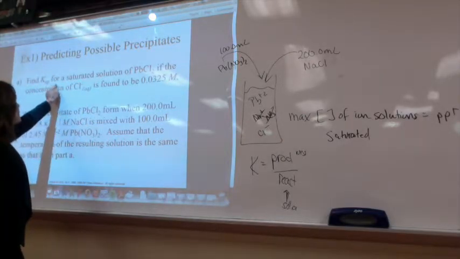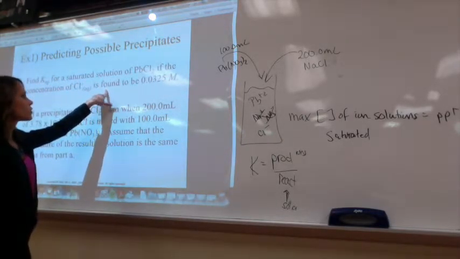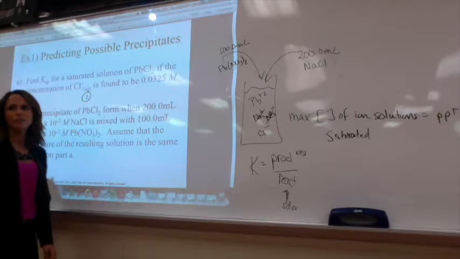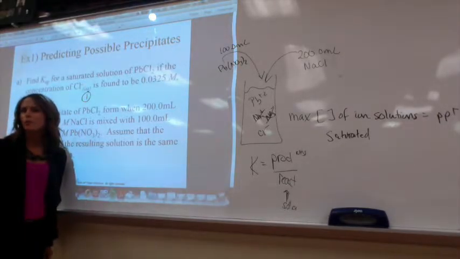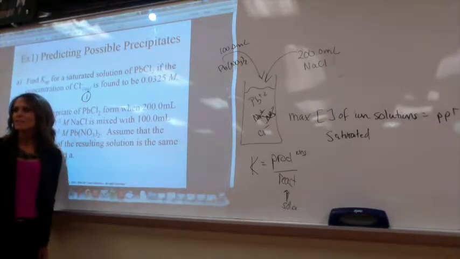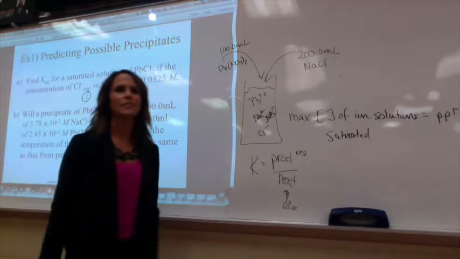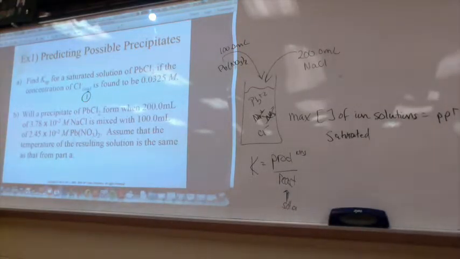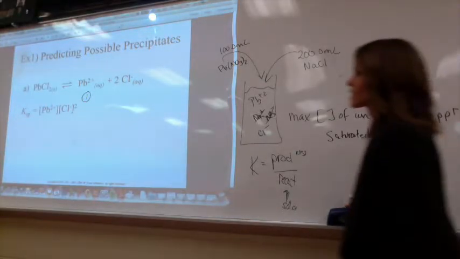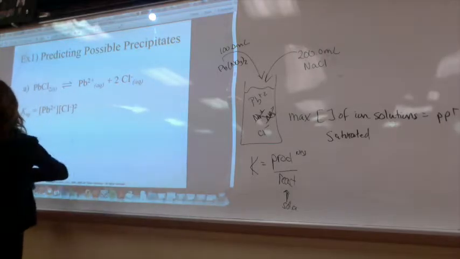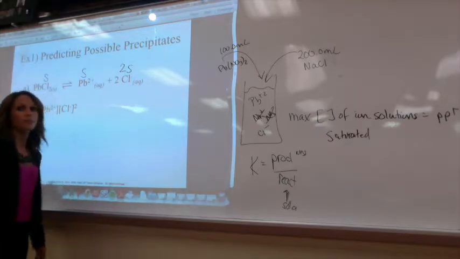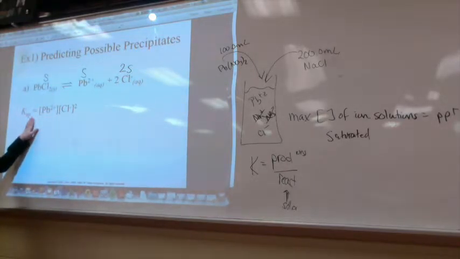So the first part says find KSP for a saturated solution of lead 2 chloride if the concentration of chloride is found to be this. Step 1, what do you always have to do? Write the reaction with what starting it? Solid starting it. Then if you were me, what would you do? Write the S's. I tell you these things because they help. S, S, 2S. Now I'm going to solve for the KSP expression.